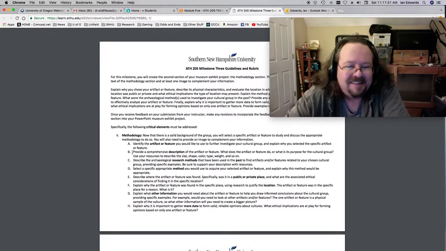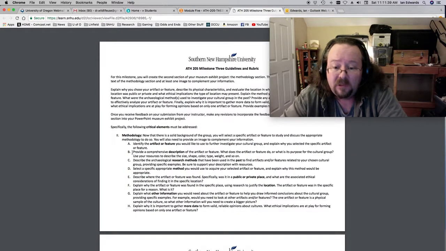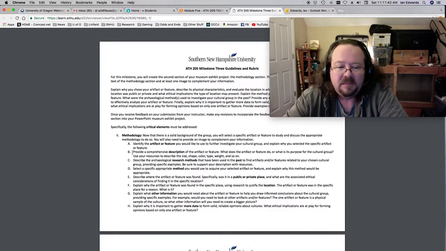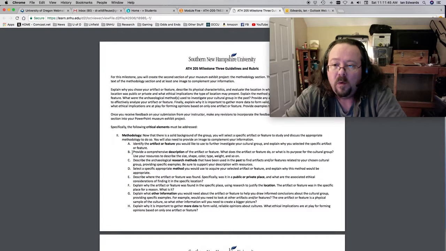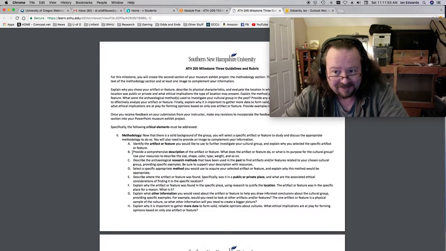Okay. Let's see here. Point F: explain why the artifact or feature was found in the specific place, using research to justify the location. All right, the artifact or feature was in the specific place for a reason. What is it? This gets to context. We did a whole section on context. I suggest you go back to it.